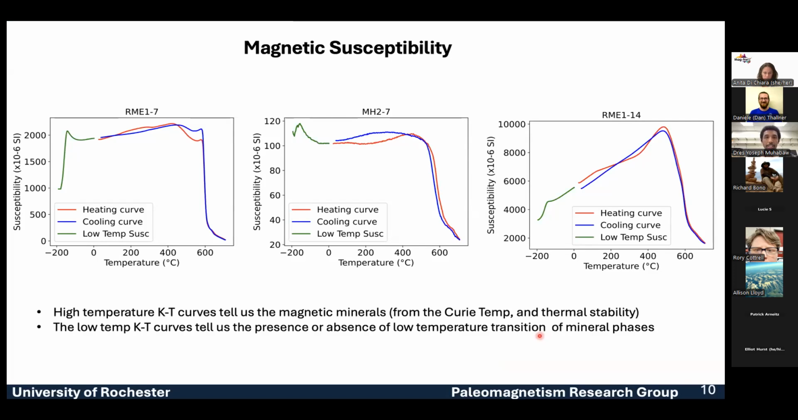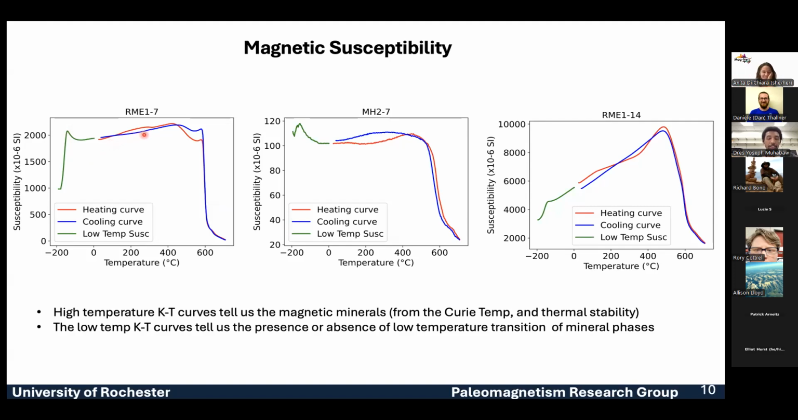So here I have some rock magnetic data. This one is the magnetic susceptibility with both low temperature and high temperature. From the low temperature, we are getting information about the possible presence of a low temperature transition. For instance, we can see here an inflection which shows the Verwey transition of magnetite at about 150 degrees Celsius.